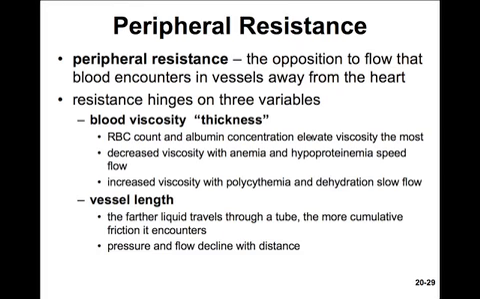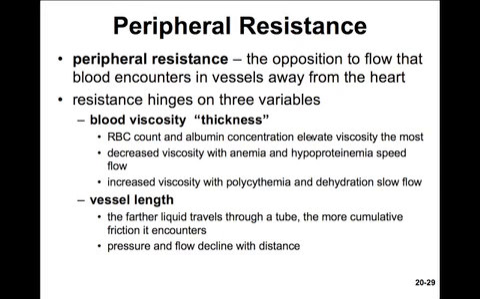Peripheral resistance is the opposition to flow that blood encounters in vessels that are away from the heart. Without any resistance, there would be no blood pressure. Thus, pressure and resistance are not independent variables, but they both have an impact on the rate of flow. Resistance hinges on these three variables: blood viscosity, vessel length, and vessel diameter.